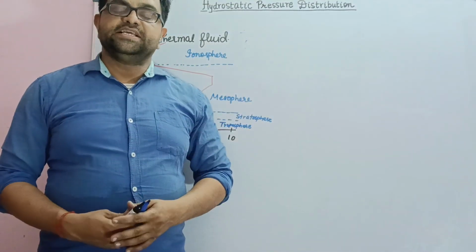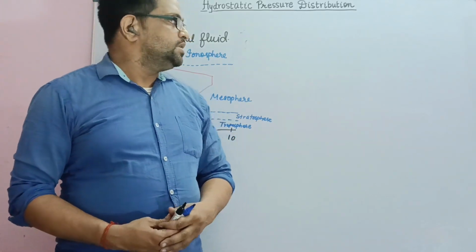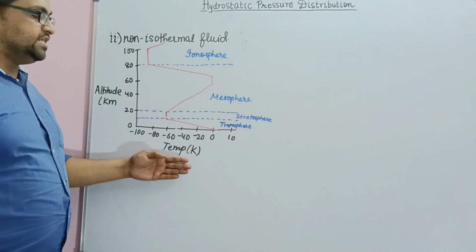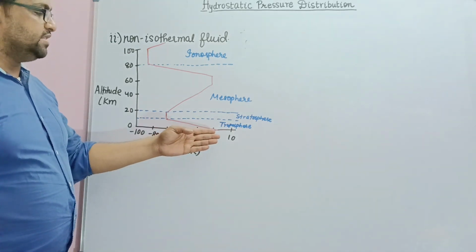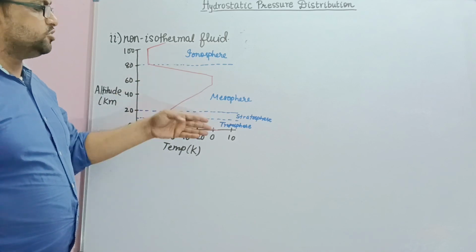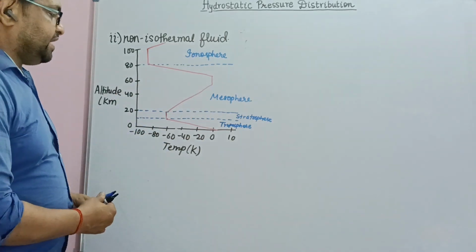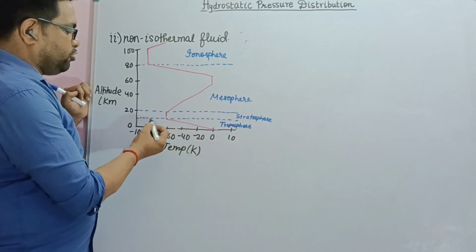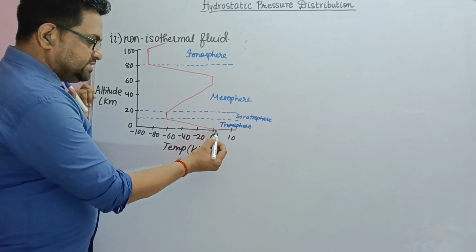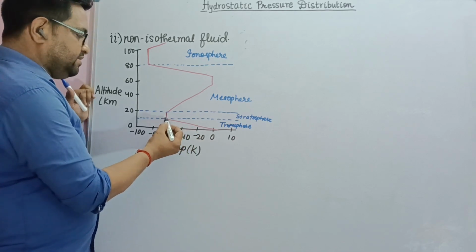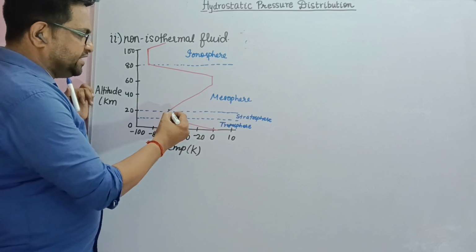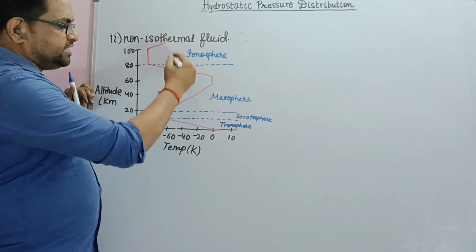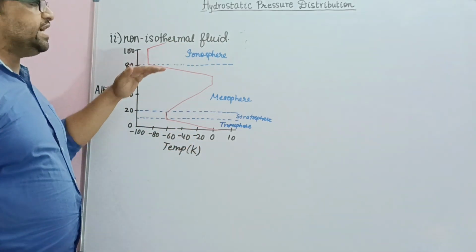Now let's discuss the variation of pressure for non-isothermal fluids. Here, as you can see, I have already drawn the diagram. The diagram shows the variation of temperature in the different spheres of the atmosphere. It can be seen here that in the first sphere, up to a certain altitude, say around 10 kilometers, the temperature is decreasing linearly. Then in the second sphere it is constant, then it is increasing, and again constant, then decreasing, and again constant. So this is the variation of temperature in the different levels of the atmosphere.